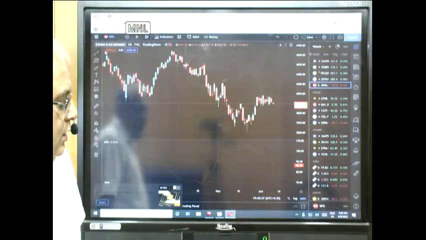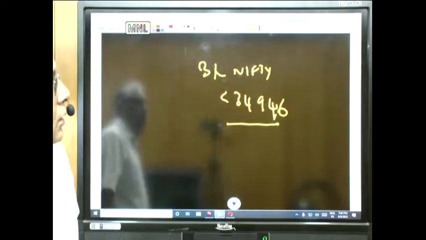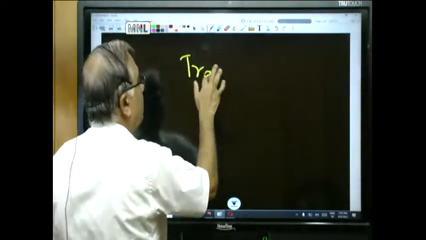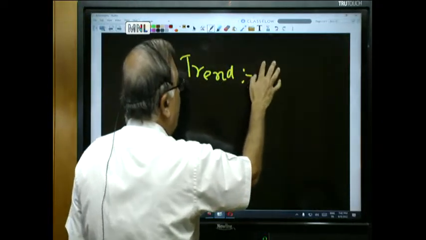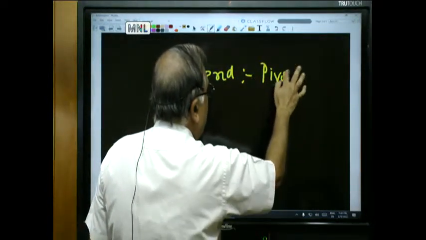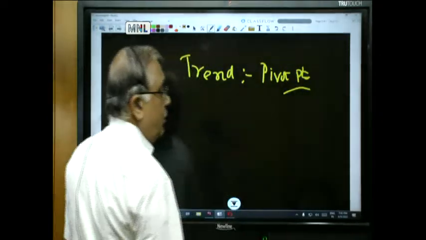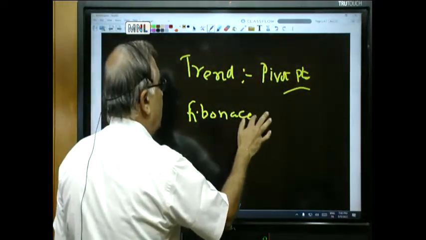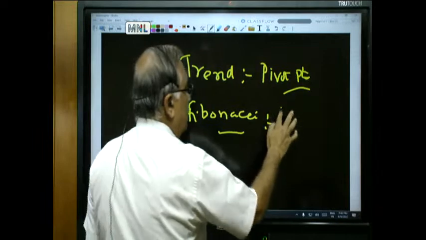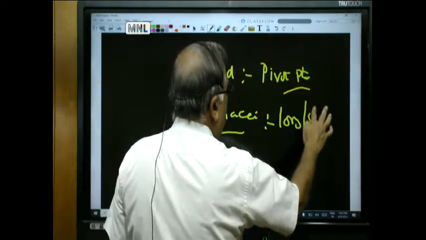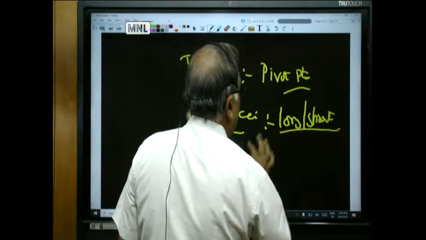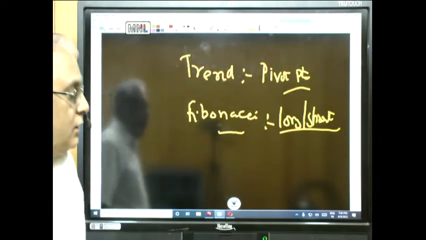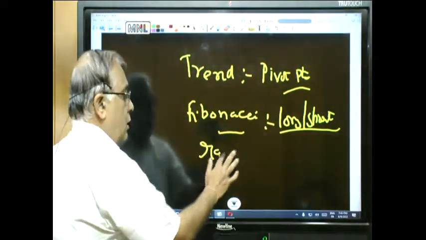So the overall thing that we are now talking about is this trend. You can identify it with pivot points: higher tops, higher bottoms, lower tops, lower bottoms. With the help of Fibonacci, look towards the levels where we should go long or short. Long or short using Fibonacci levels. Now you can use either the ratios or the numbers.